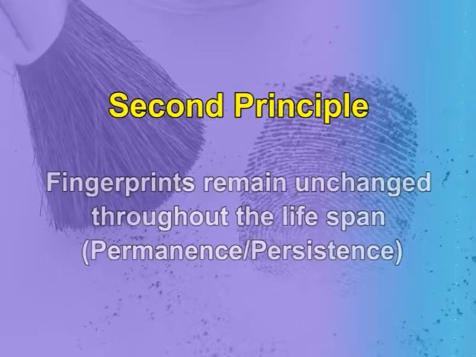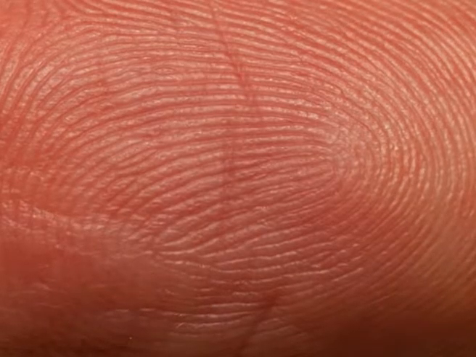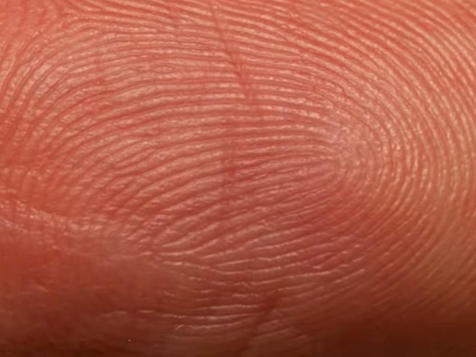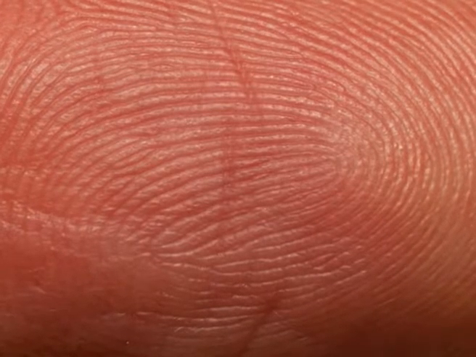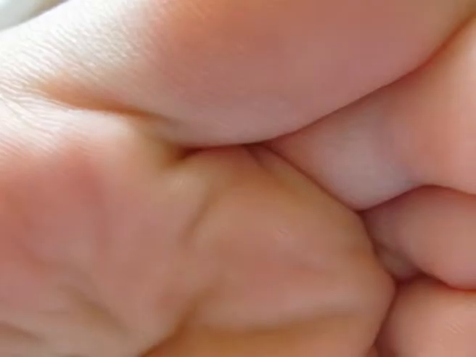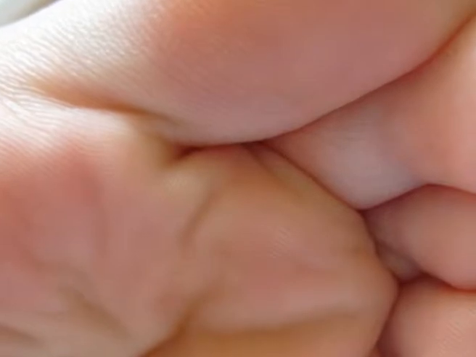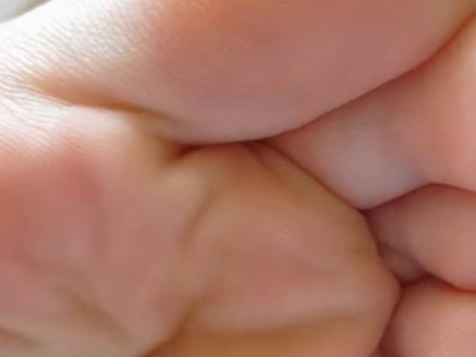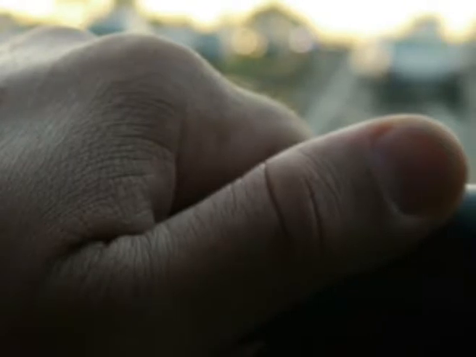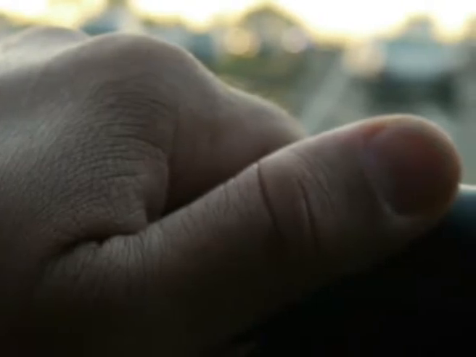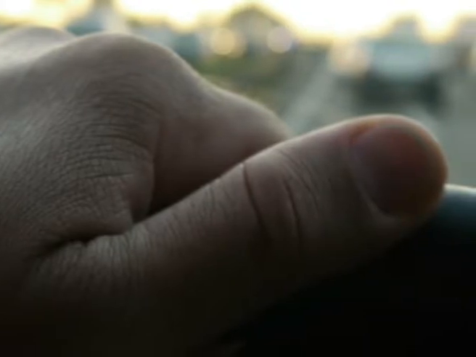Second principle. Fingerprints remain unchanged throughout the lifespan, that is, permanence or persistence. Fingerprints are a reproduction of friction skin ridges found on the palmar surface of the fingers and thumbs. Similar patterns can also be found on the surfaces of the palms and soles and toes of the feet. Apparently, these skin surfaces have been designed by nature to provide our hands with a firmer grip or grasp and a resistance to slippage.